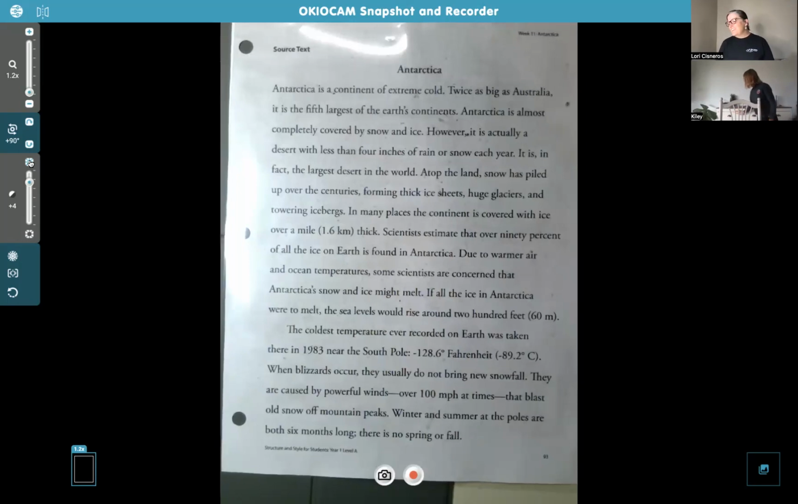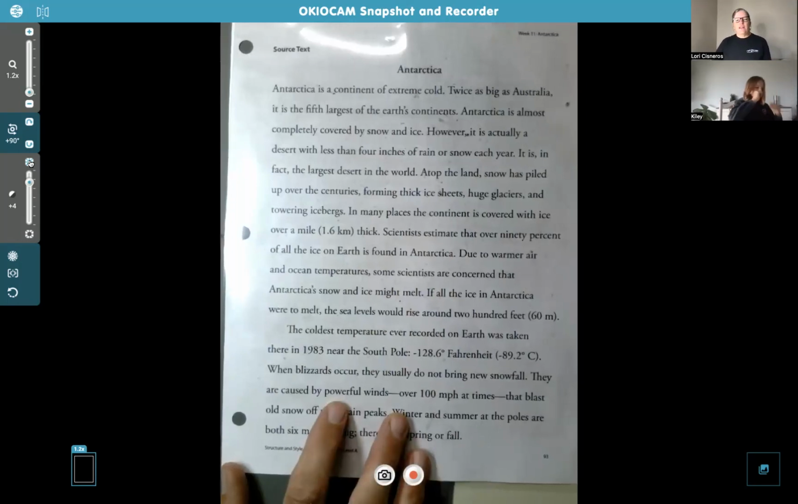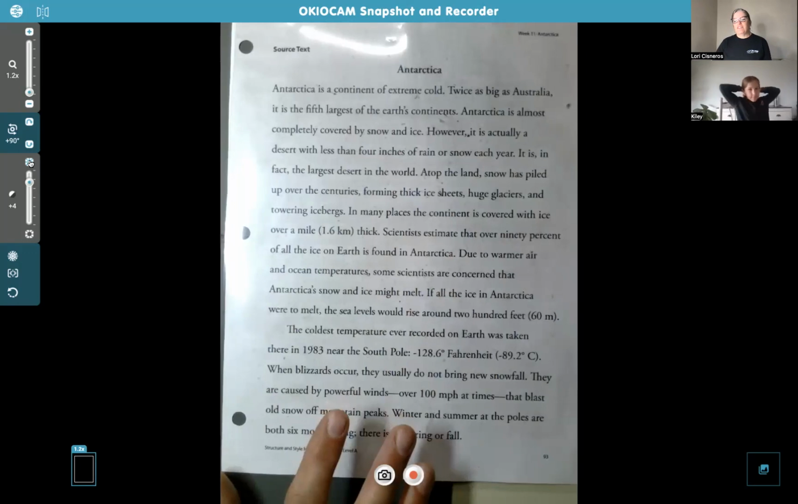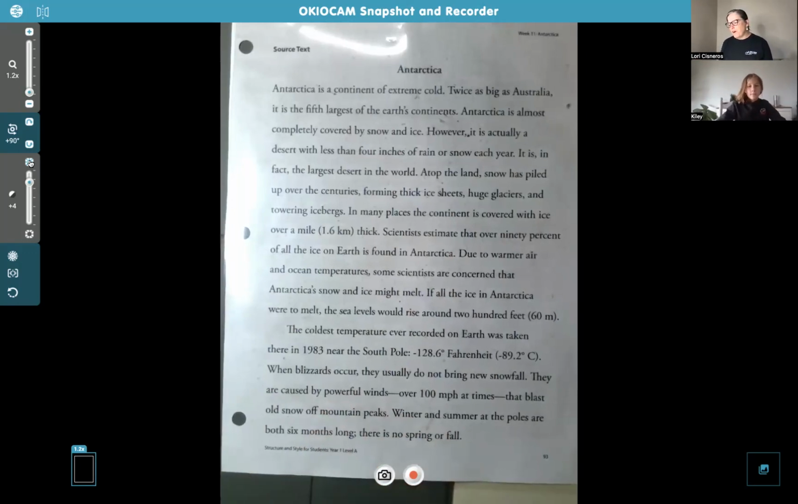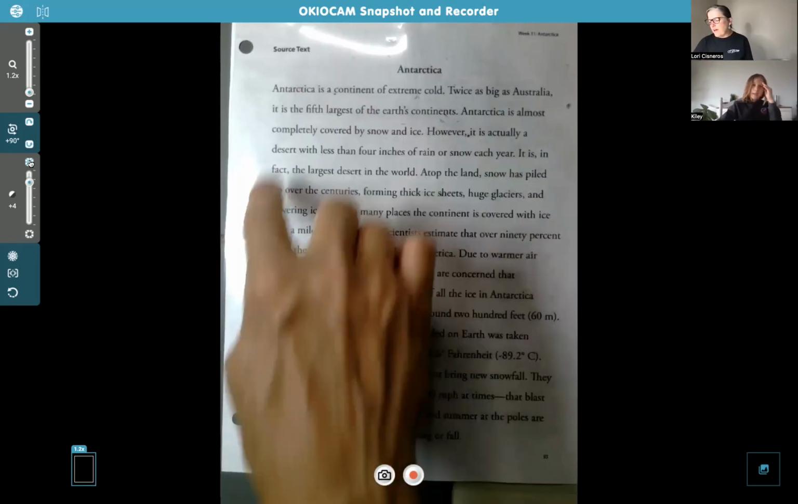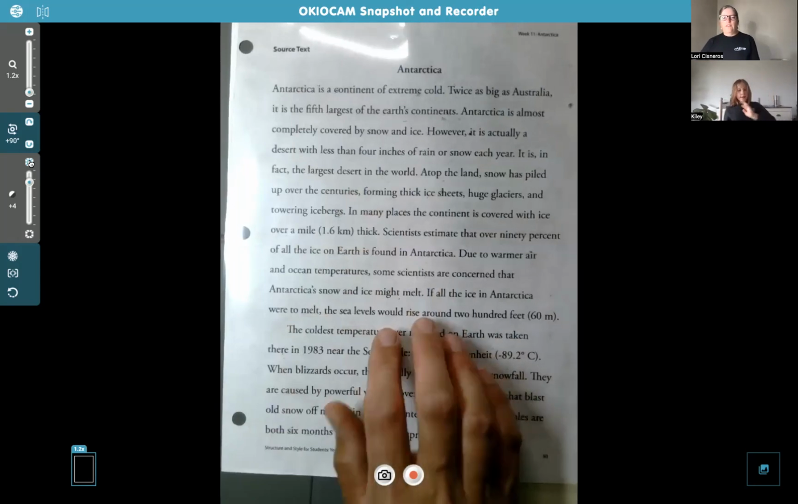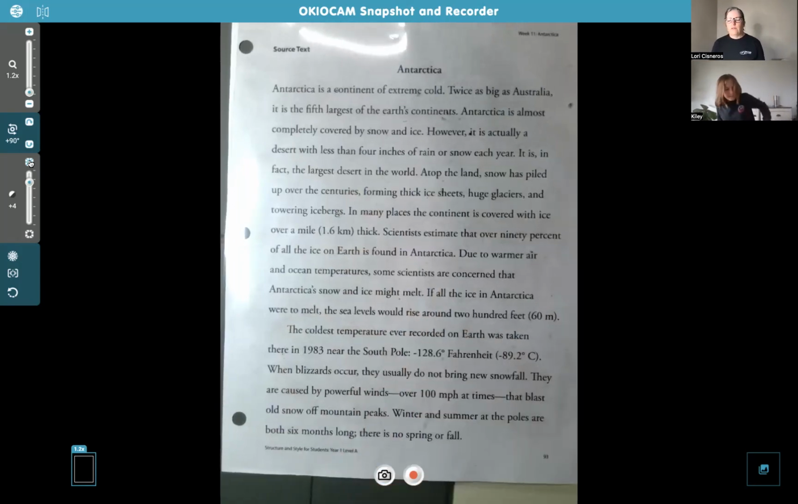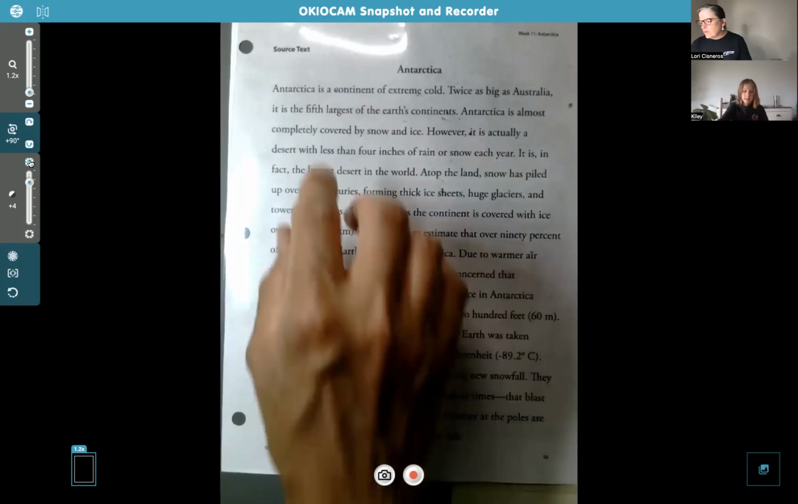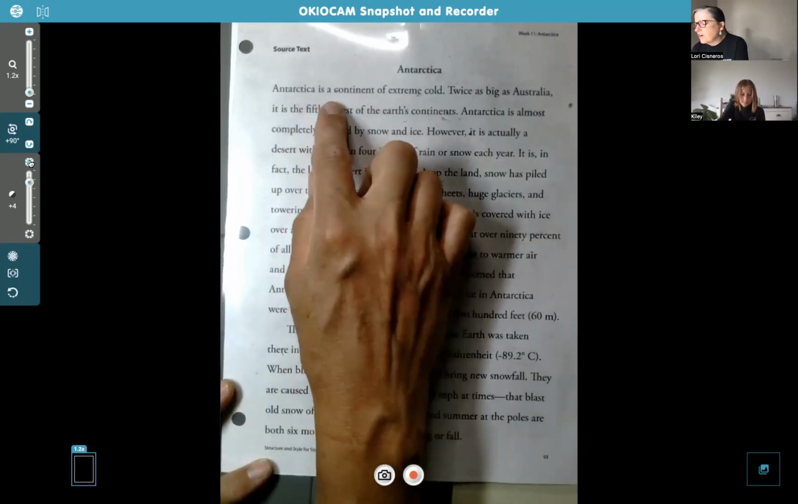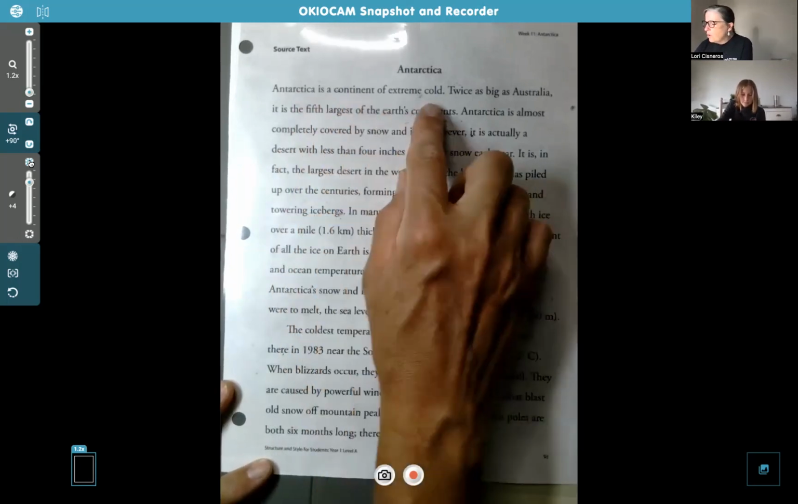Those are cute. So for this though, we can write on it and it makes it easy because then you can see it pretty well. So what I'm going to do is just read that first big paragraph and then we're going to talk about what you think it was mostly about. Okay. Yes. So Antarctica is a continent of extreme cold.